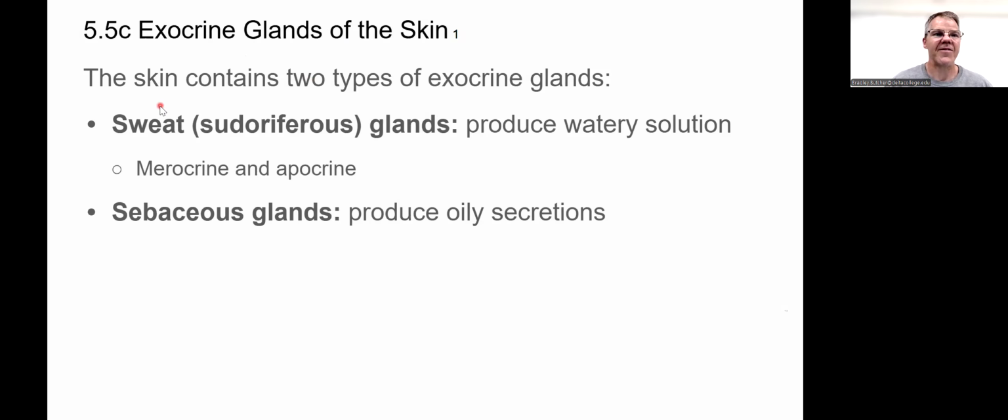So the skin has two main types of exocrine glands: the sweat or sudoriferous glands. They produce sweat, which is a watery solution. Two main types of sweat glands: the merocrine and apocrine glands. And then we also have sebaceous glands. These are oil-producing glands.